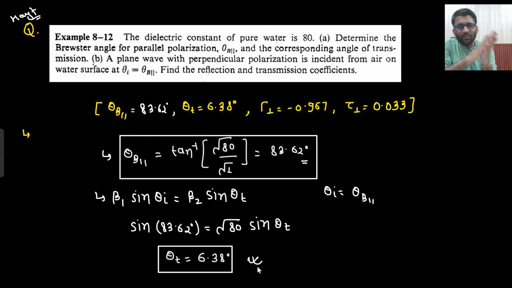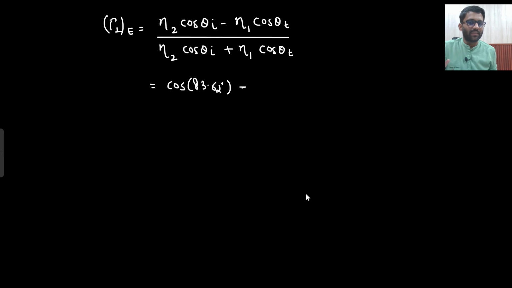If you apply Snell's law, it will be the same for parallel polarization and perpendicular polarization. So here if you apply Snell's law, what are you going to write? Beta 1 sin theta i, that is the same only, beta 2 sin theta t, you will get that as 6.38 degree. So Snell's law is the same. There is no doubt about that. So cos theta i divided by under root epsilon r2.